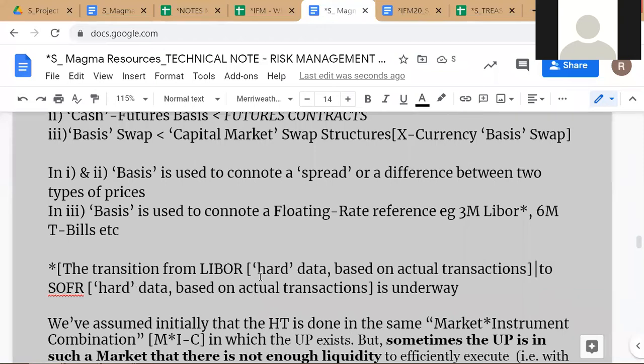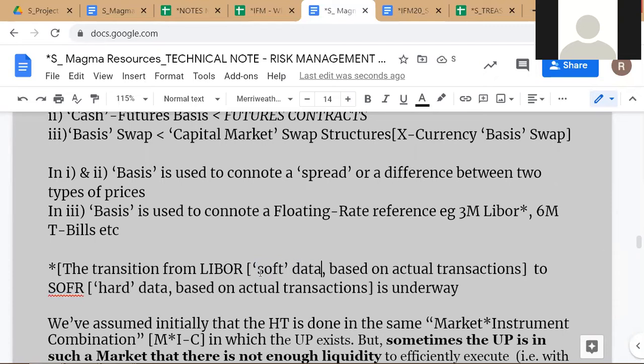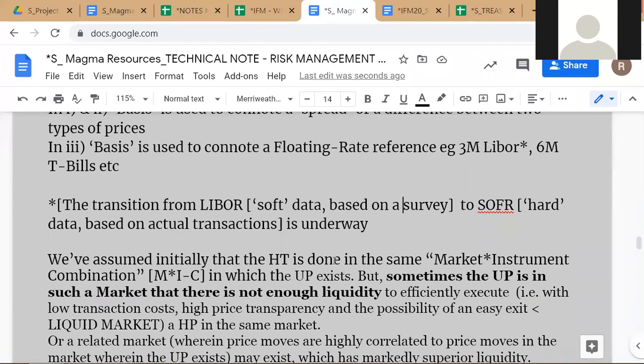Hard data. This is what? This is soft data. So you should also know this kind of financial market jargon. Soft data is based on surveys. So you go and ask people; in this case, LIBOR is based on a survey. So any kind of survey data, and anything else which is not based on real transactions.